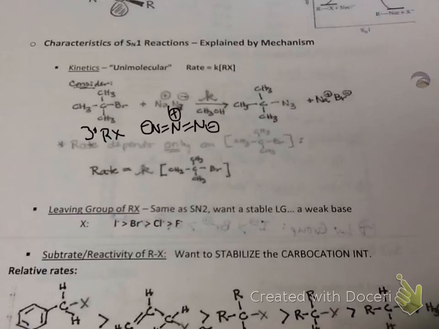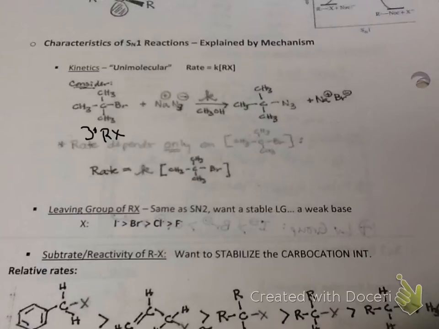But the nucleophile is going to come in, and it's going to displace the bromide, and we're going to get N3 substituting the bromide. Now, it doesn't happen in one step. It's not SN2. Why? Because we have a tertiary alkyl halide, and we can't do SN2s with bulky R groups.